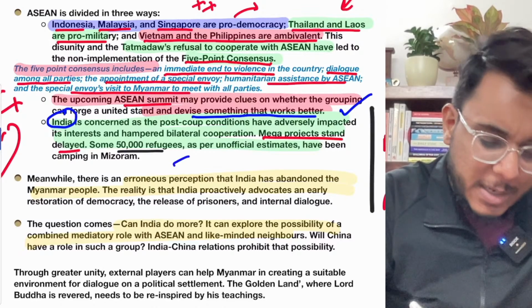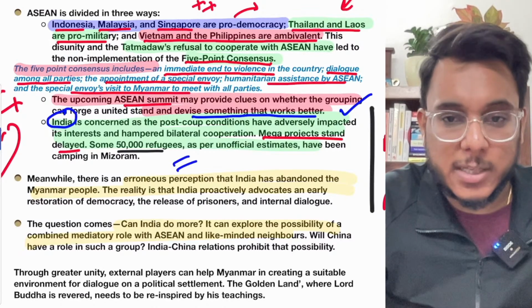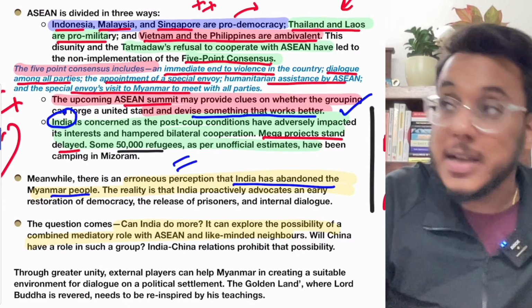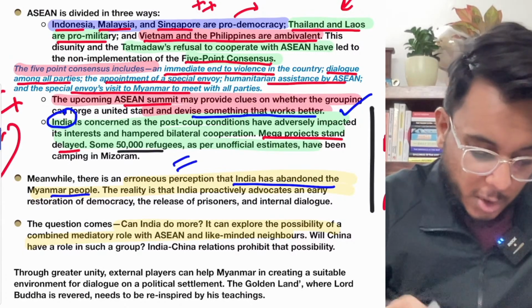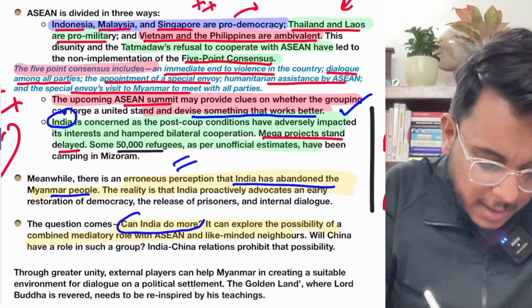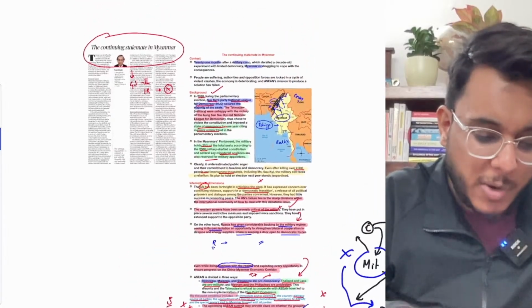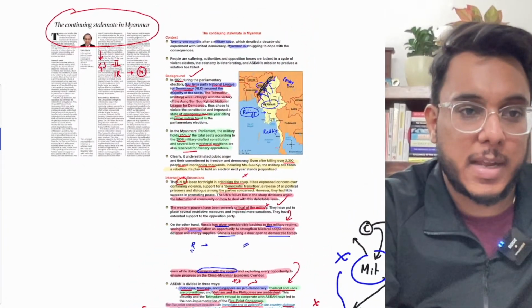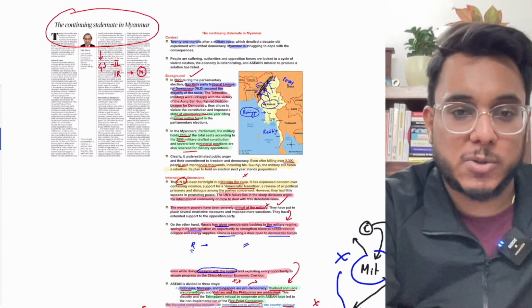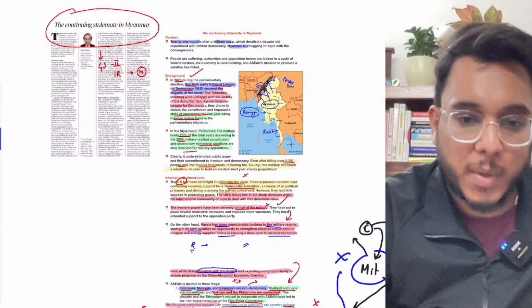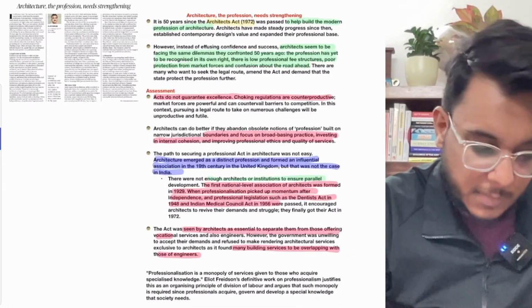Now, moreover, there is a perception building that India has abandoned Myanmar's people. But that is not true. The question is, can India do more? These things need to be found out, and whatever is within India's capacity, India should take steps in that direction. So that is all, guys, about it. And now moving to the next article.